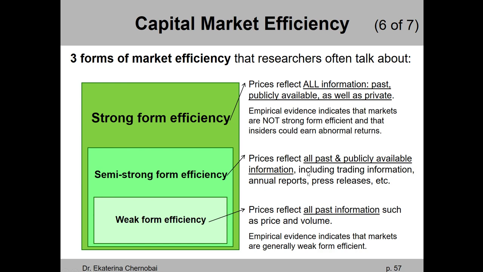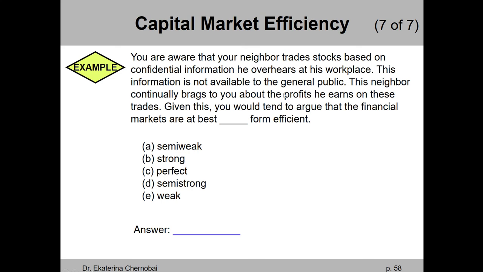Okay, let me show you one example to complete this topic, to clarify what it all implies. Let's say you have a neighbor. He trades stocks all the time. And you know that he's constantly overhearing things at his workplace. He gets access to some confidential information, and that's what he uses to trade stocks. So he overhears something that will happen in the company. If it's something good that will make prices go up, he buys a lot of shares because he knows that the price per share will go up, and he will sell the shares then and make a profit.